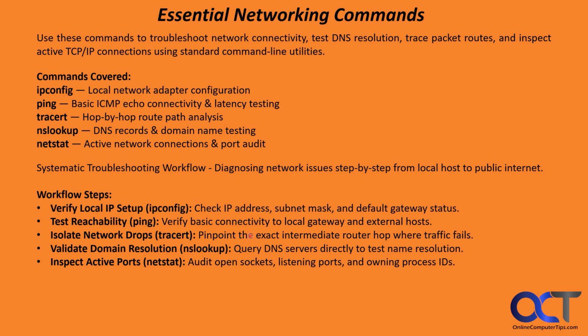So if you want to pinpoint the exact router hop where the traffic fails, you could use that. And then we have NSlookup. So if you want to query DNS servers directly to test the name resolution, so that's name to IP address resolution. So for example, google.com, and then what IP addresses are associated with google.com. And then if you want to inspect the active ports on your computer, you could use Netstat for that. So you could view open sockets, listening ports, and owning process IDs.